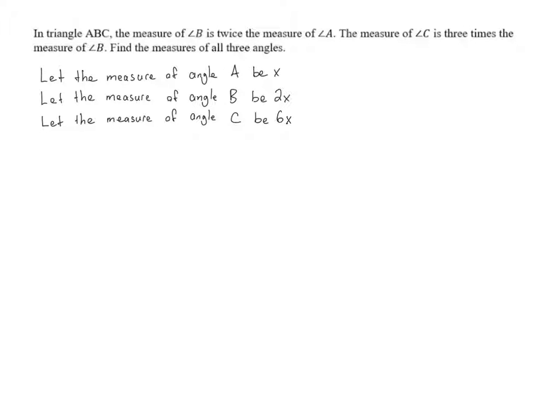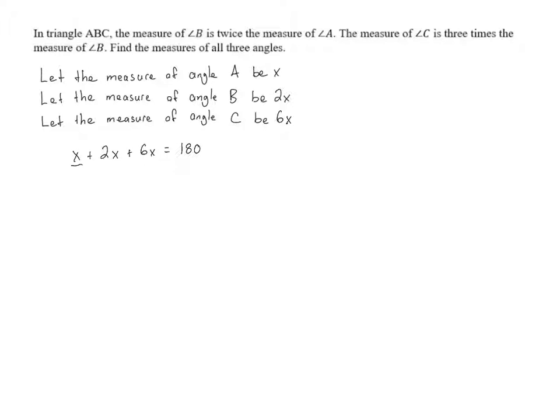This is where this problem is different from the last one. The measure of angle C in this one is 3 times the measure of angle B, not the measure of angle A. So we end up with a different expression here. Now we need to write an equation that models the situation, and we still have the fact that the sum of the angles of a triangle is 180 degrees. So if we take the measure of angle A, which is x, and we add to that the measure of angle B, which is 2x, and then we add to that the measure of angle C, which is 6x, we know that this sum is going to end up being 180, and now we have our equation to solve.